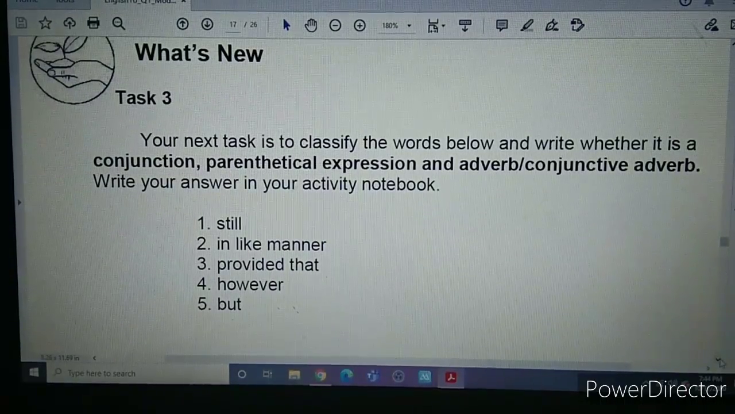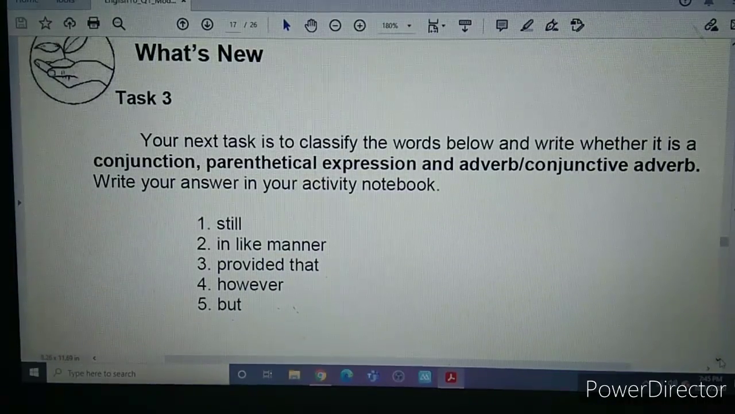Your next task is to classify the words below and write whether it is a conjunction, parenthetical expression, adverb or conjunctive adverb. You are going to write your answer in your answer sheets. So there are 5 words. Number 1 is still. Number 2 is in like manner. Number 3, provided that. Number 4, however, and number 5, but. So let us give the answers for these words.